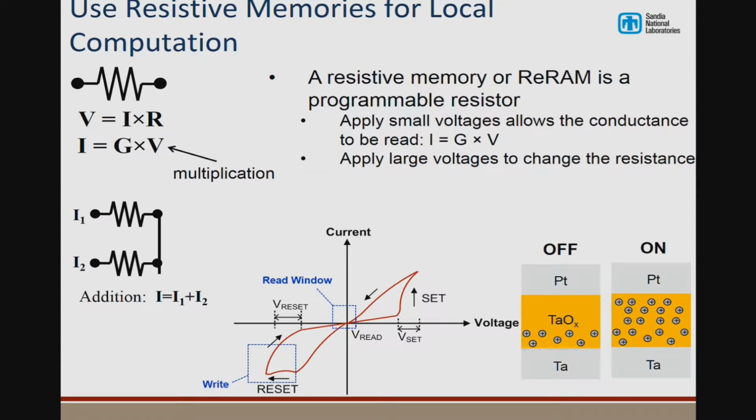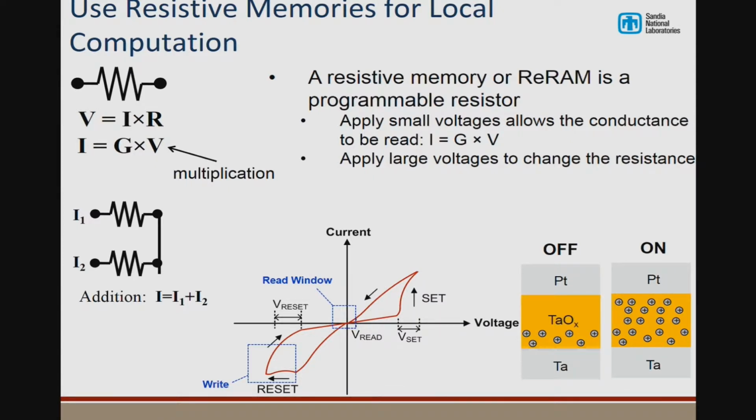The key is that we really want to process in the memory itself, so you can get rid of much of that movement altogether. And how do you do that? Well, we want to just use an analog ReRAM, or basically a programmable resistor. If you look at Ohm's law, V equals IR, that's a multiplication operation. Or if you flip it, the current equals the conductance times the voltage. And now if you want to do addition, you just add two currents together, and that's a summation operation.